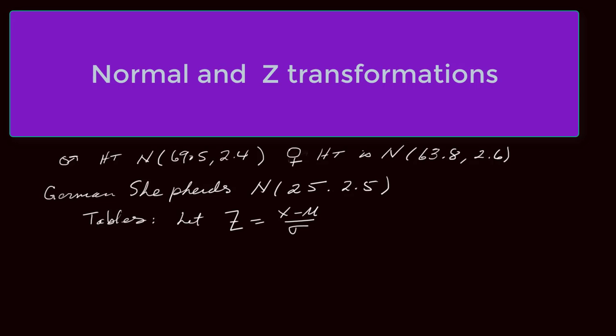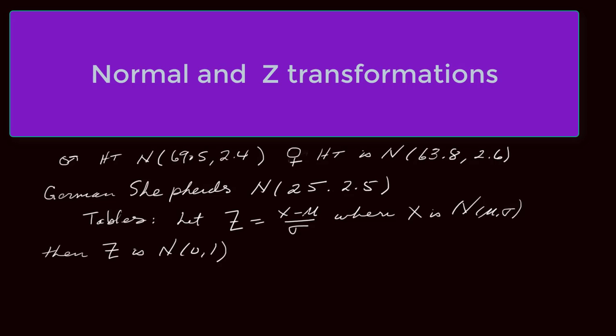Now, we've done Z transformation some time ago, and remember, if we have a value x, its Z value is x minus mu over sigma. Now I want you to think about a random variable x and subtract its mean and divide by its standard deviation and create a new random variable z. If x is normal mu sigma, then z is normal 0, 1.